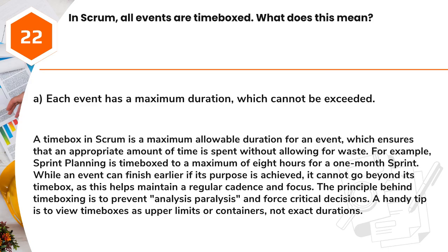Answer: A. Each event has a maximum duration, which cannot be exceeded. A time box in Scrum is a maximum allowable duration for an event, which ensures that an appropriate amount of time is spent without allowing for waste. For example, sprint planning is time-boxed to a maximum of 8 hours for a 1-month sprint. While an event can finish earlier if its purpose is achieved, it cannot go beyond its time box, as this helps maintain a regular cadence and focus.